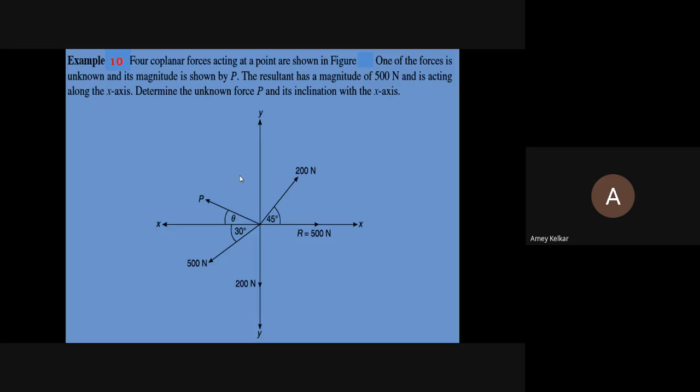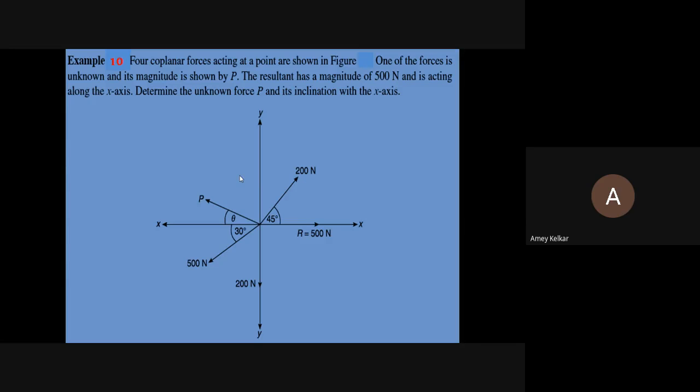Always remember, when you have two unknowns, the best possible method of solving is to form two equations. Two equations will get you two unknowns. These are the basics which you have to remember. Then which two equations do we have? Summation Fx and summation Fy. We use the summation Fx equation as equation number 1 and the summation Fy equation as equation number 2. Solve those two equations to get P and theta. So conceptually it is simple.